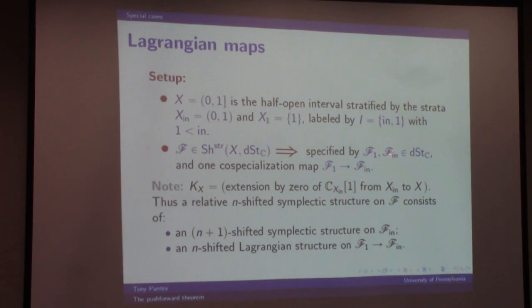In fact, the value at the open stratum is also equal to the nearby cycle, because there is nothing that contains this in its closure. So it's just one co-specialization map from the closed to the open. The dualizing sheaf is the extension by zero of the constant sheaf from the interior, shifted by one, and then a relative n-shifted symplectic structure is what the Lagrangian structure for this map is. It's an n plus one shifted symplectic form on the interior and a Lagrangian structure for the map.